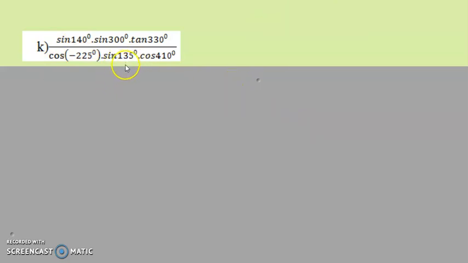Then sine of 135 could be 90 plus 45 or 180 degrees minus 45. Cos 410 we can write as 360 plus 50. Now we see there's a relationship between that one, 360 plus 50, and 90 plus 50. So then they will have more or less the same ratio, where I can either cancel them out or get rid of that odd value.